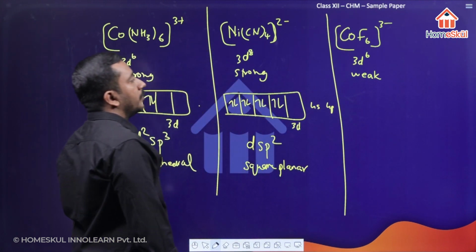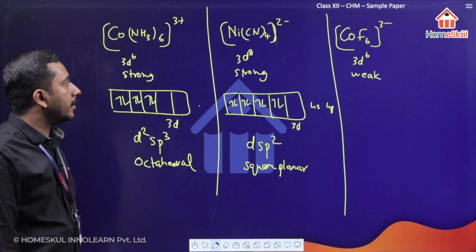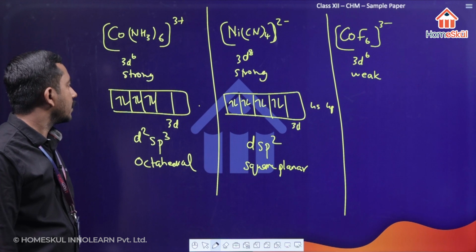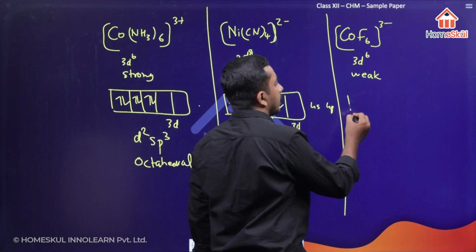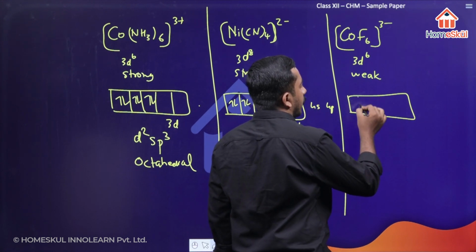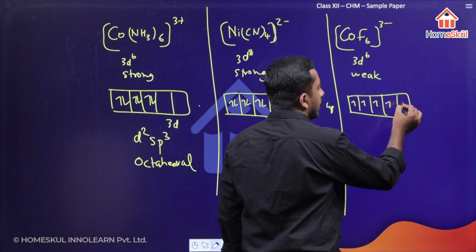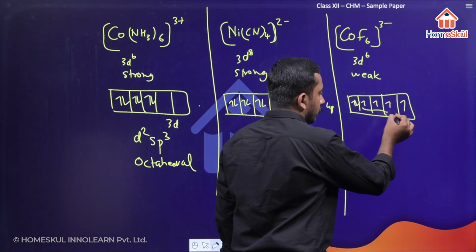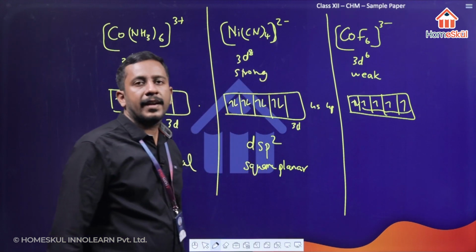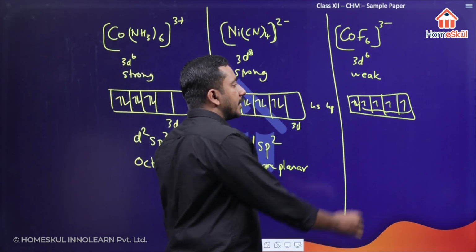And the last compound, in that case the ligand is a weak ligand and the cobalt is in the +3 oxidation state, and so the configuration is going to be 3d6. But in this case, since the ligand is weak, the pairing of electrons is not going to take place. That means the d6 configuration can be written like this. So we have 4 unpaired electrons that is present, and the hybridization cannot use these d orbitals.